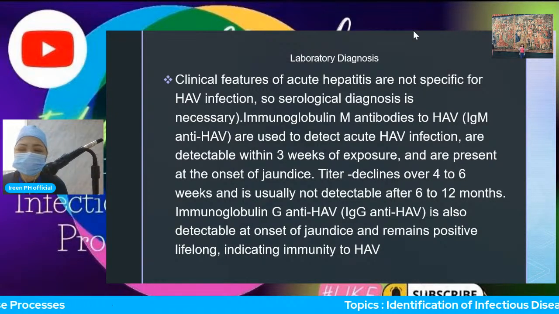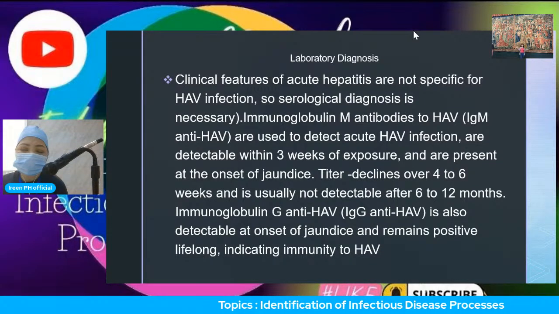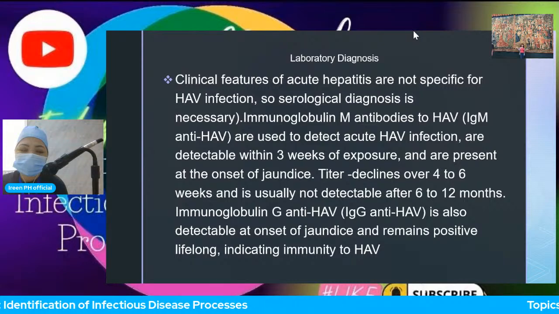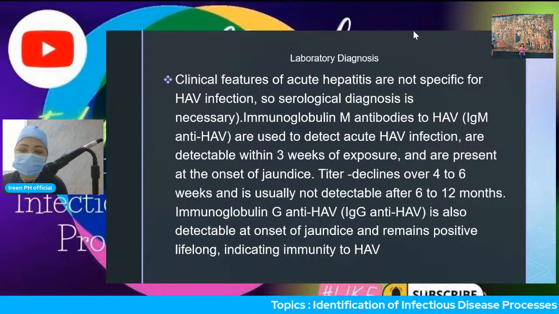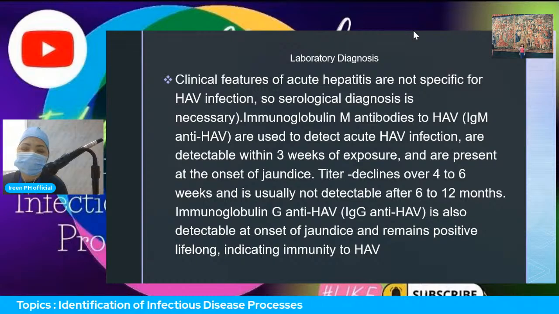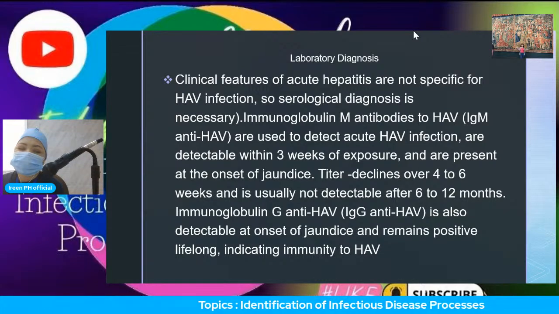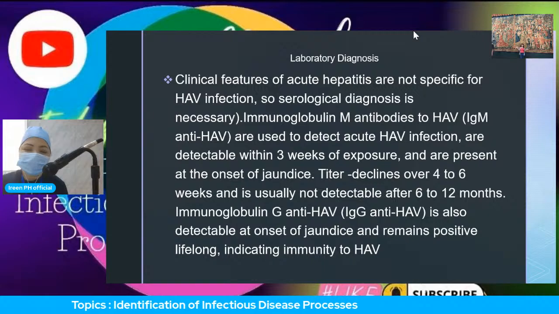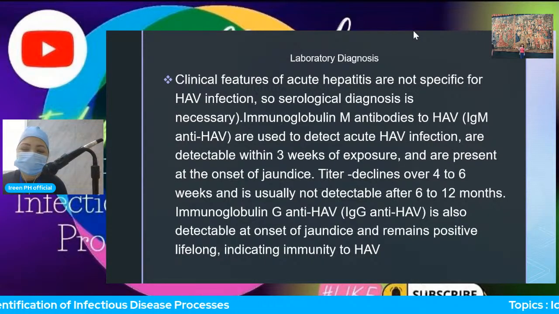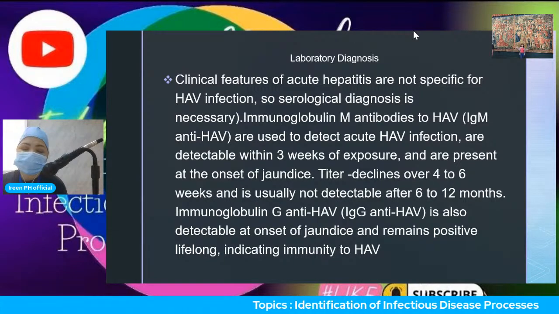Immunoglobulin M antibodies to hepatitis A virus, which is IgM anti-HAV, are used to detect acute infections, detectable within how many weeks? 3 weeks of exposure, and are present at the onset of jaundice. Titer declines over 4 to 6 weeks, and it is usually not detectable after 6 to 12 months.